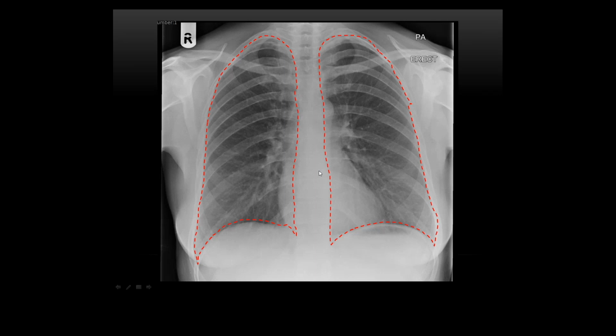Do the same with the middle zones. Use two pieces of paper and cover up the upper zones and the lower zones and compare the two. And then also look at your lower zones.